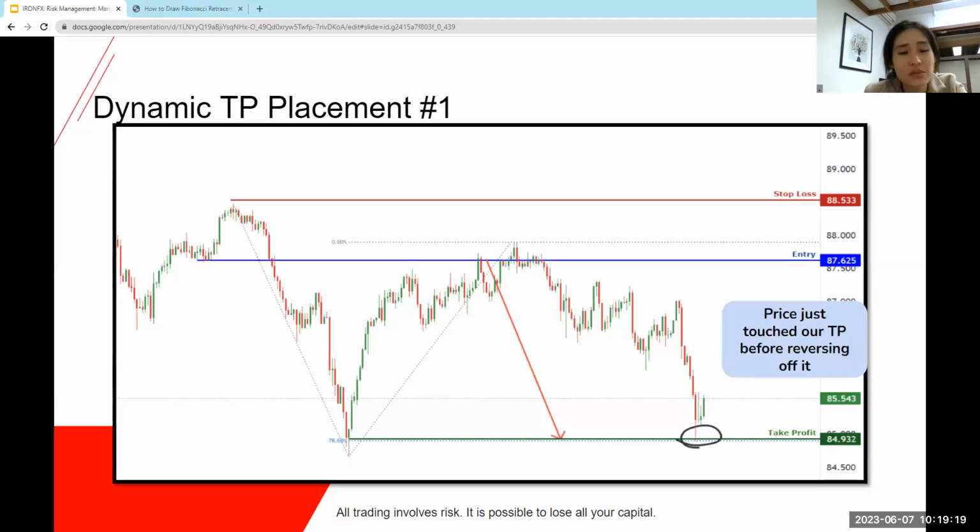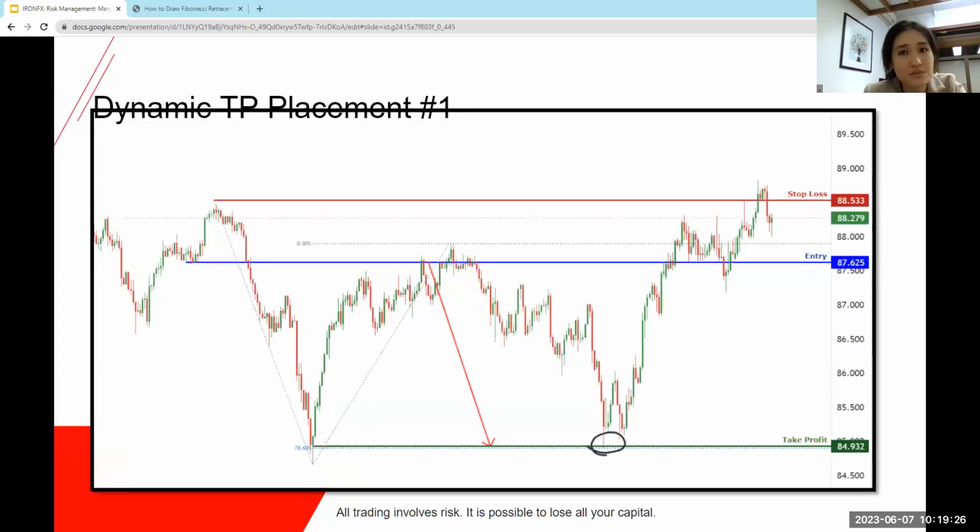Okay, so this is what we mean by you should place your take profit before a major area. You can see once price reversed off of our take profit, it went straight towards our stop loss. So what would have happened if we placed our take profit below?